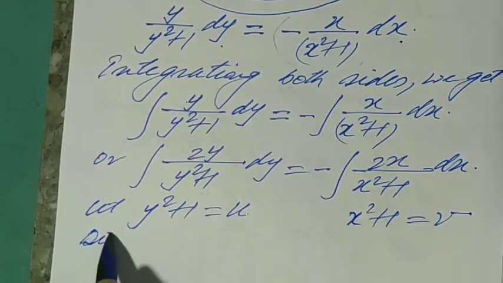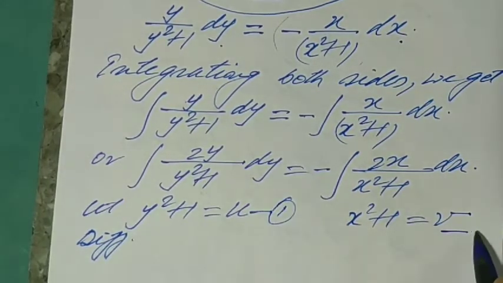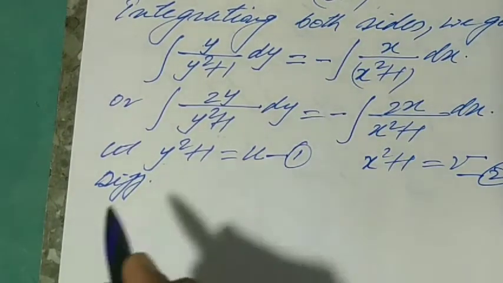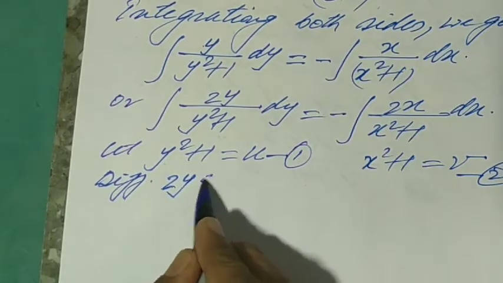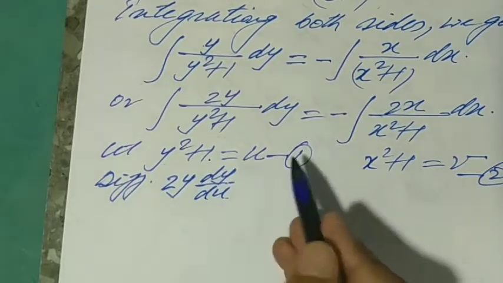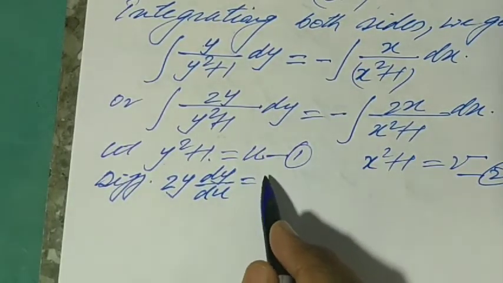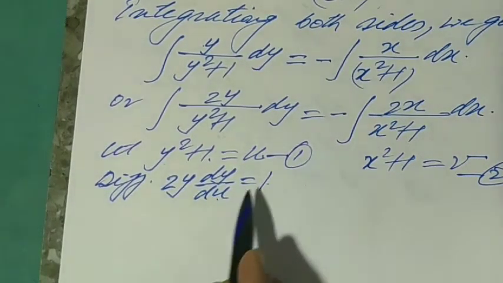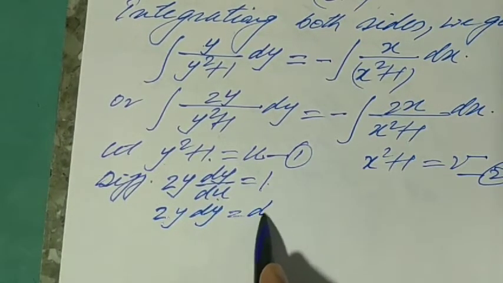So differentiating, say this is equation 1 and say this is equation 2. Differentiating this equation with respect to u, we have 2y dy upon du. Differential coefficient of 1 is 0, as you know well, and the differential coefficient of u with respect to u is 1, or transposing du to that side, we get 2y dy is equal to du.